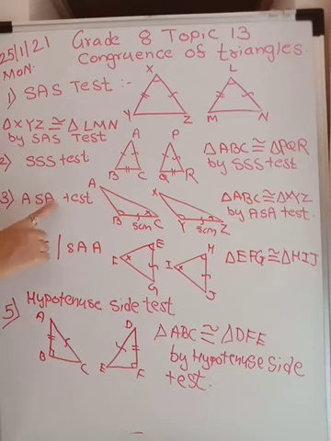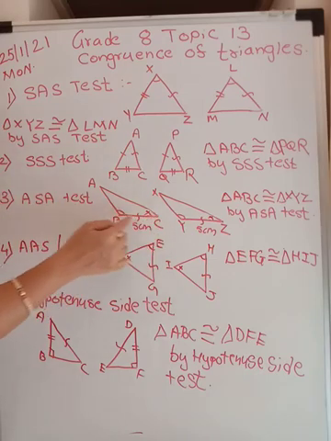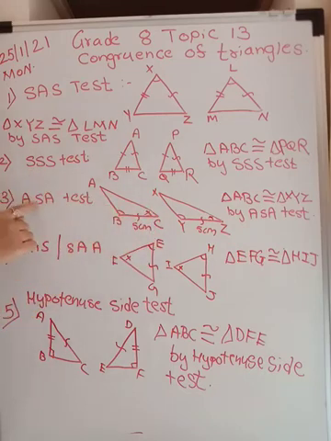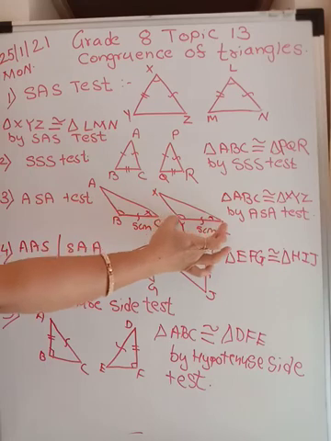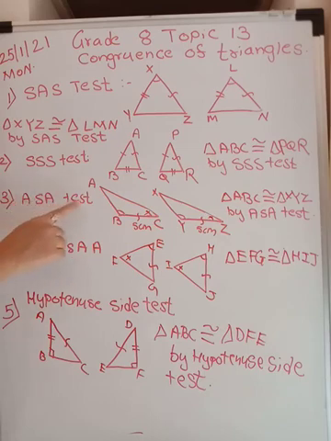Now ASA. Now here the side is in between. So two angles and included side. See these two angles I have shown by same marks. And these two angles have a common arm, that is one side of a triangle. So the side should come in between the two angles. That is to say, included side. So two angles and included side of one triangle is correspondingly equal to two angles and included side of the other triangle. Then two triangles are said to be congruent by ASA test.